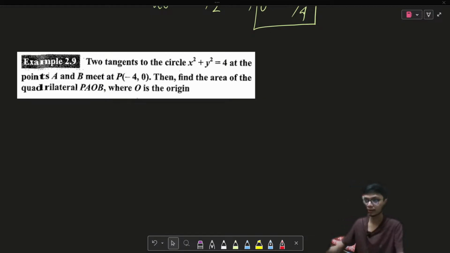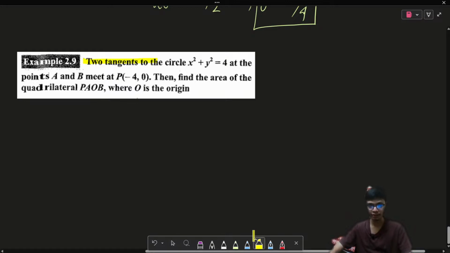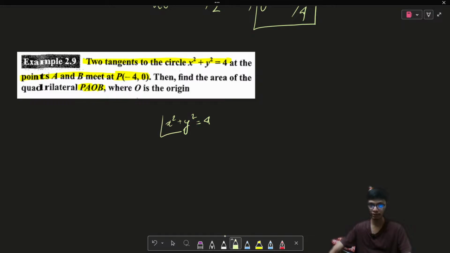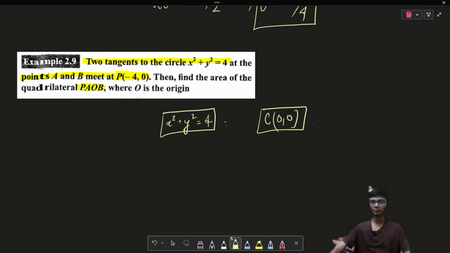Okay, so let us read the problem. Here we have two tangents to the given circle at points A and B that meet at the point P, which is (-4, 0). And then you have to find the area of the quadrilateral PAOB, where O is the origin, right? If you look at the equation of the circle, this is a circle with the center at (0, 0).